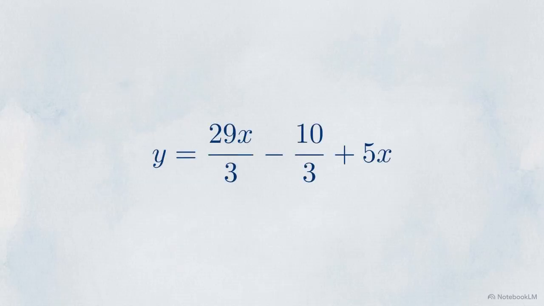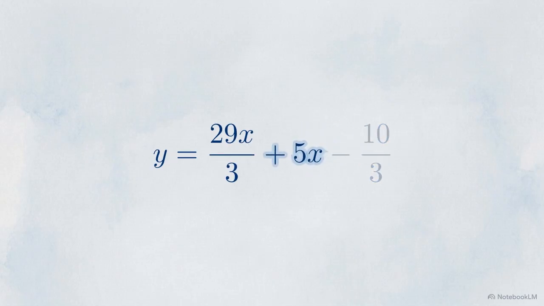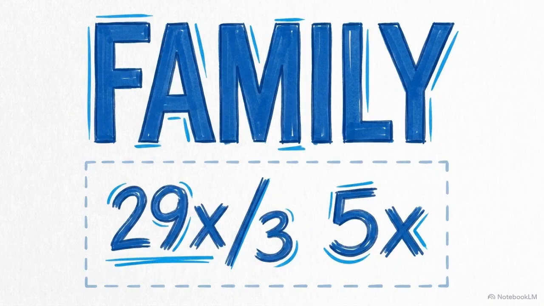Bringing back the 5x from the original equation, we now have y equals 29x over 3 minus 10 over 3 plus 5x. We need to gather the terms that contain our variable, x. In algebra, you can only combine items that belong to the exact same family. We are going to combine our two x family terms.